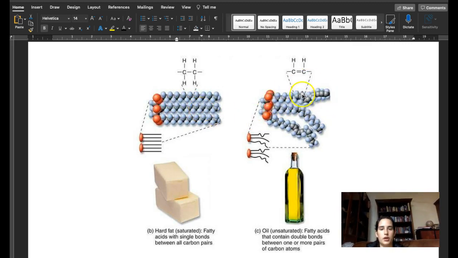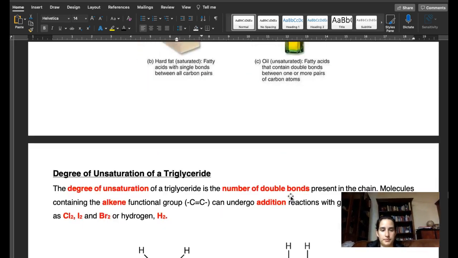Over here, we've got a double bond that is causing some kinking, and so therefore the chains are more spread apart. They can't pack as closely together, and therefore the weak dispersion forces originate, and you have an oil, a liquid.